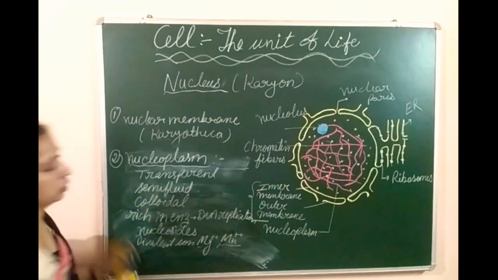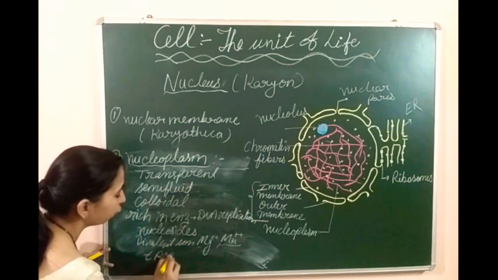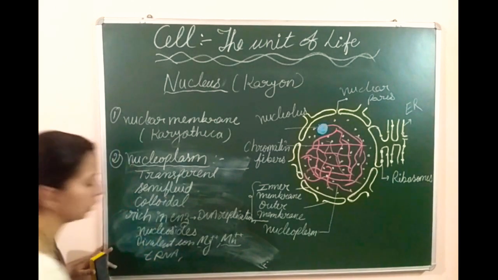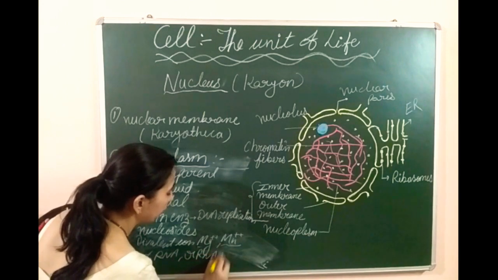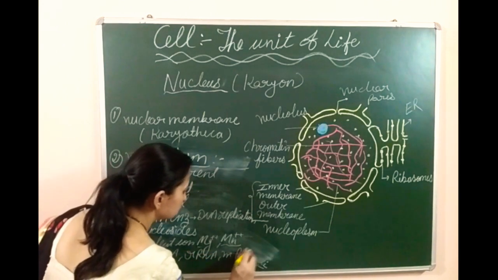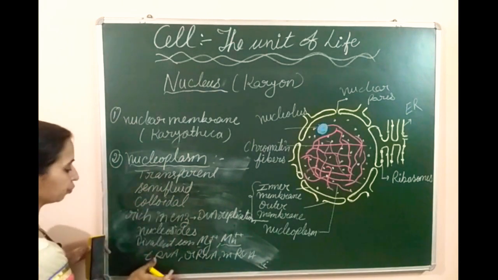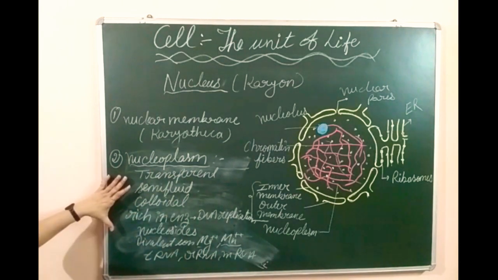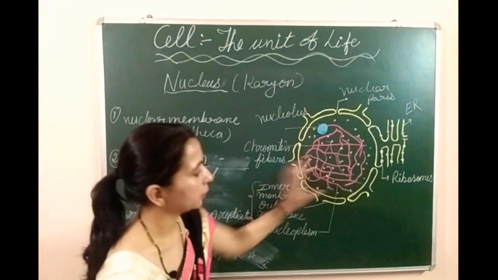Besides this, the nucleoplasm also contains tRNA, because all these are formed inside the nucleus, so they will remain here also. tRNA, rRNA and mRNA. All these types of RNAs are also found in the nucleoplasm. And this is about the nucleoplasm, a transparent, semi-fluid and colloidal solution which contains many enzymes.